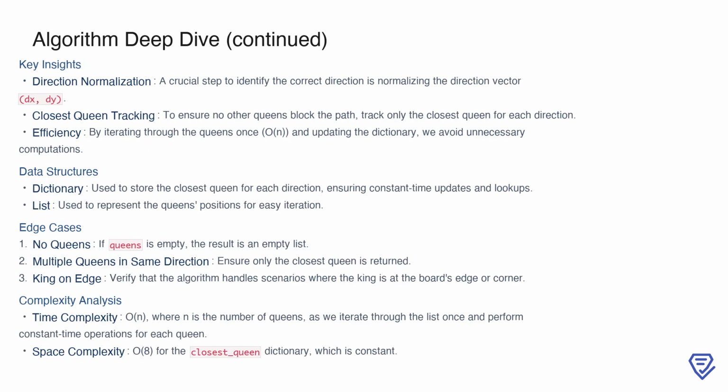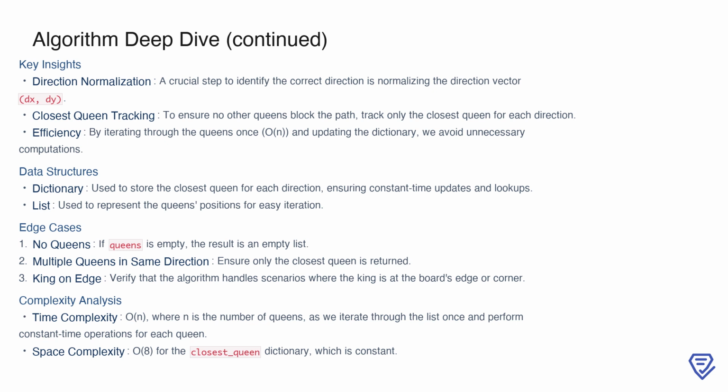The key to solving this problem efficiently lies in a few insights. First, normalizing the direction vector is essential for accurately identifying the queen's attack direction. Without normalization, it would be difficult to determine if a queen is aligned with one of the valid attack paths. Second, tracking only the closest queen in each direction ensures that no other queens block the path, which is crucial for correctness. From a performance perspective, this approach is efficient because iterating through the queens once has a time complexity of O(n), where n is the number of queens, and updating the closest_queen dictionary takes constant time per operation.